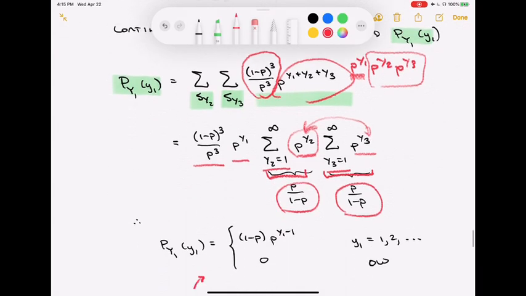And what we find is that this p over 1 minus p, and this p over 1 minus p, are going to cancel out with two of the (1 − p) factors out here in front. And so I'm left with a single 1 minus p, that's this one. I have a single p in the denominator, but I'm going to combine that with this p^{y1}, and that's just going to give me p^{y1 − 1} because the other p was in the denominator. And that's true for y1 going 1, 2, off to infinity.